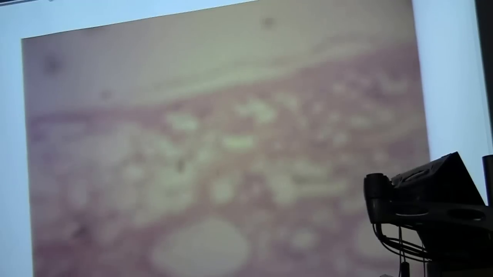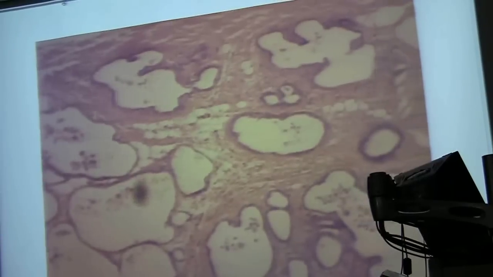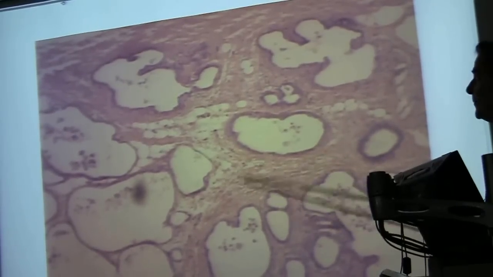Okay, lastly, the section of the mammary glands, the milk-producing glands in the breast. You can see it here. You have clusters of cells here. These are the alveoli. They secrete the milk.